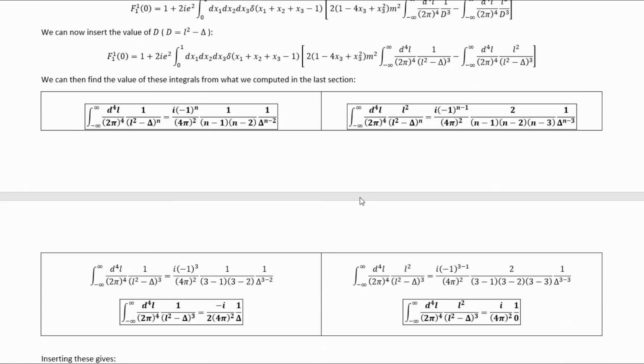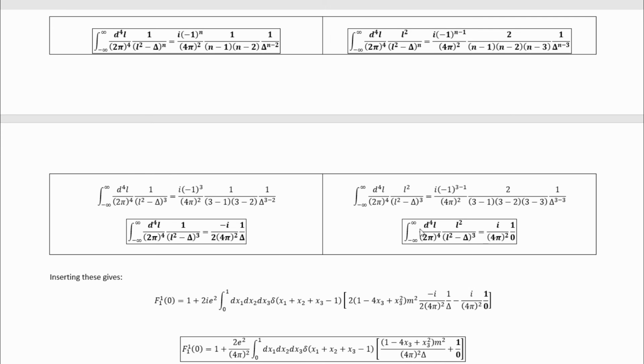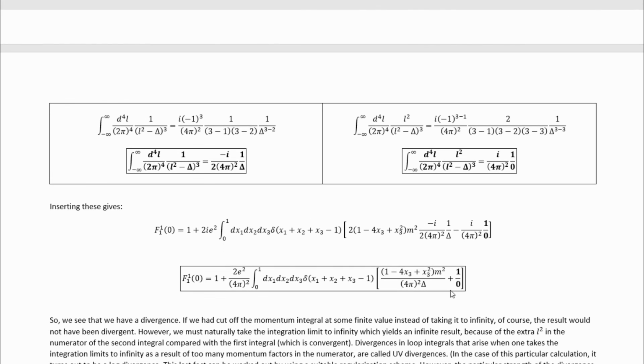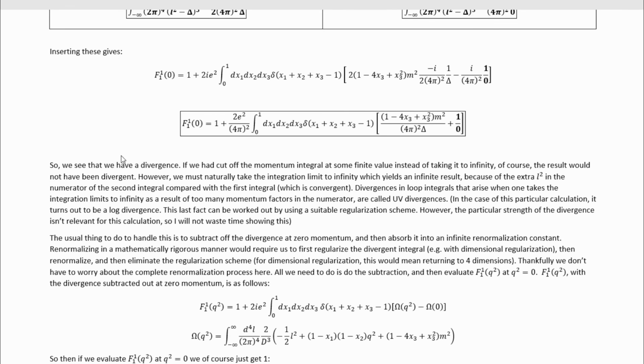And then in this table, I've shown how to figure out what those specific L integrals are. Really, we're just picking n equals 3, that's really all we have to do. The actual integration we already did for general n. That gives us these two results. We can then insert them and simplify. So we see that we have a divergence. If we had cut off the momentum integration at some finite value instead of taking it to infinity, of course the result would not have been divergent.